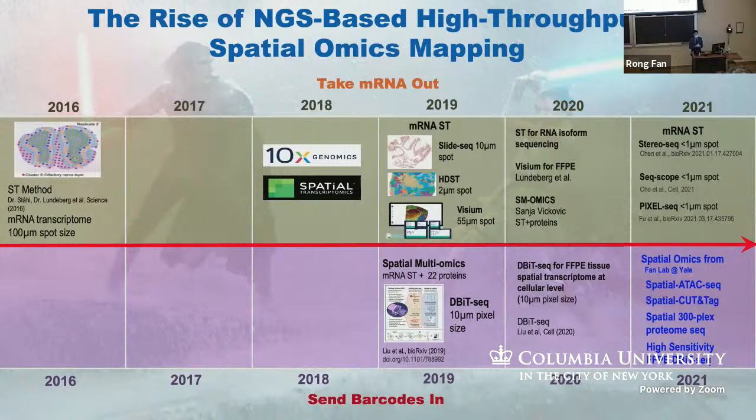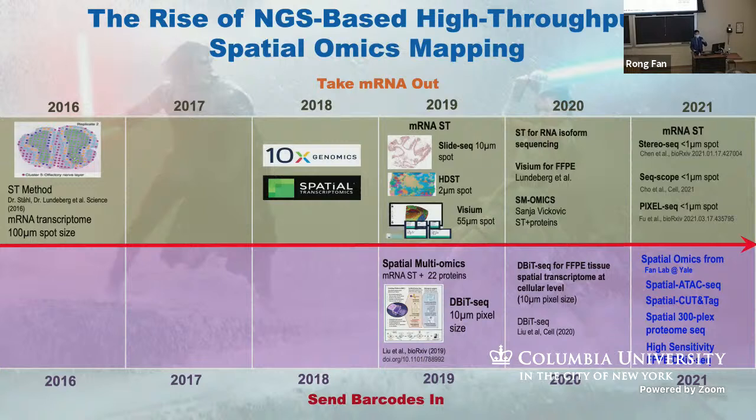I think three technologies came out to show you can get even a 1 micron-ish spatial resolution by further shrinking the size of the spots. The three technologies are called Stereo-seq, Seq-Scope, and Pixel-seq. However, all those technologies are more or less the same principle, coined by Professor Joakim Lundeberg: surface barcoded mRNA capture for spatial transcriptome sequencing.